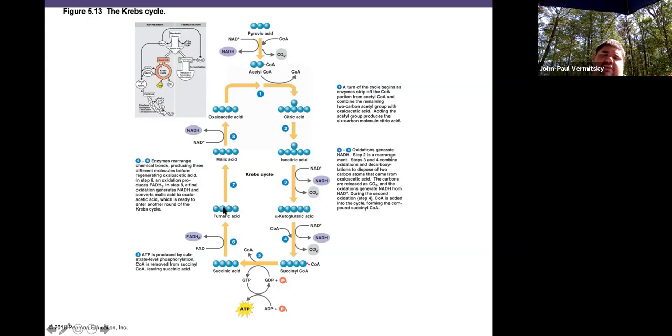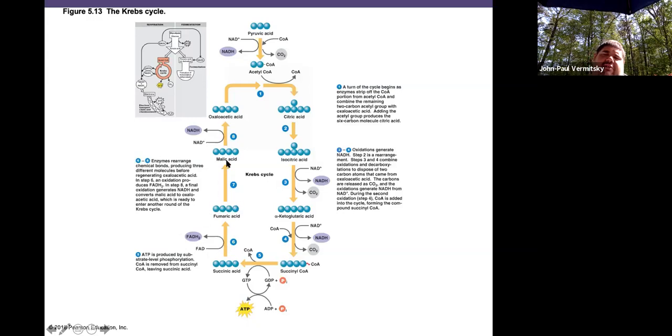Succinic acid then gets converted to fumaric acid. You release some electrons in that process, which get picked up by FAD, forming FADH. I always remember that the FADH comes into play because we're going from succinic acid to fumaric acid. Fumaric starts with an F, and that's where we form our FADHs.